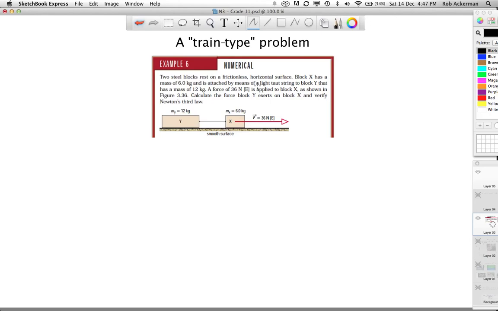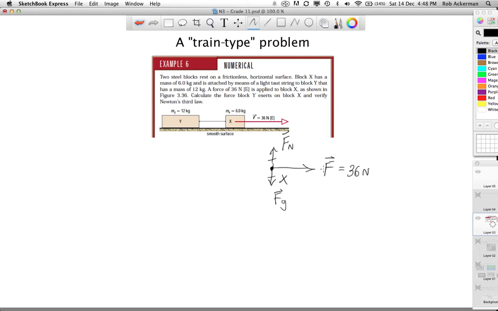So what do we do? Same thing we did previously. We draw a free body diagram. So let's have a look. Here's the free body diagram for block X. It is being pulled forward by some force that we are not told where it comes from, just that it is 36 newtons to the right. What other forces are acting? Certainly there is a normal force, and certainly there is gravity, and as long as we're sitting on a horizontal surface without accelerating up or down, these forces are known to be equal.